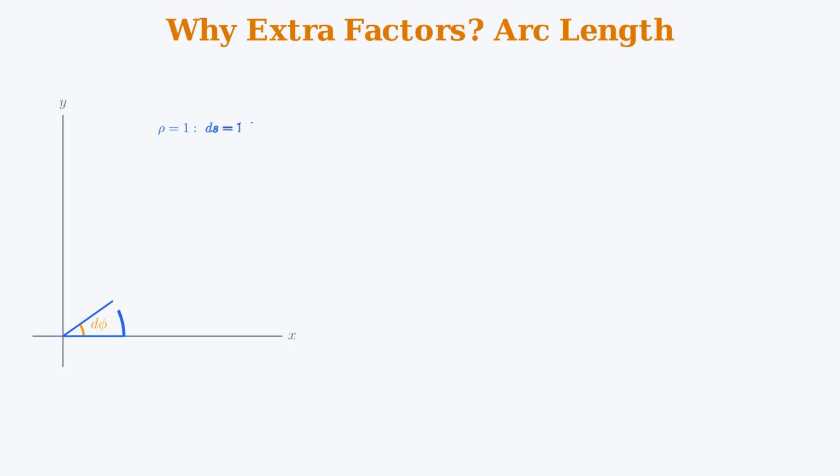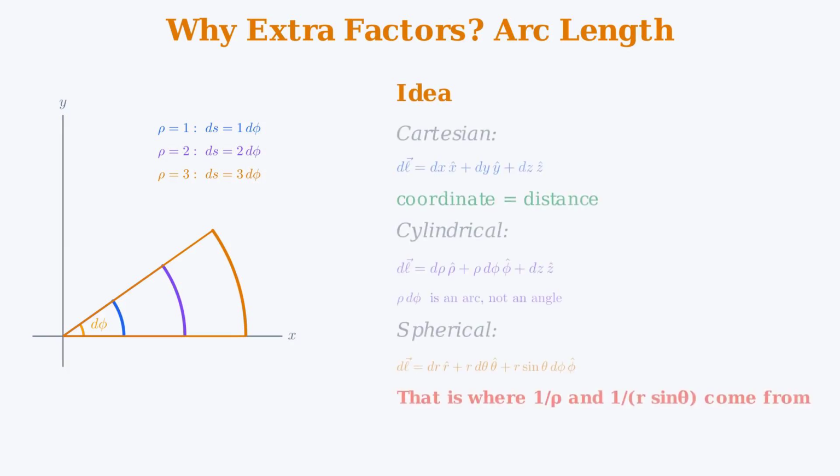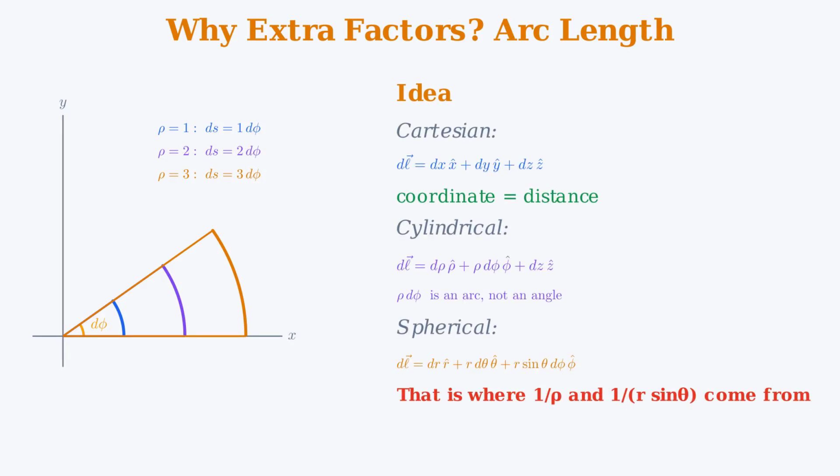The formula was beautifully symmetric. Nabla f equals partial f partial x x hat plus partial f partial y y hat plus partial f partial z z hat. 3 partials, 3 unit vectors, no extra factors. Today we ask the natural follow-up. What does that formula look like in cylindrical and spherical coordinates?